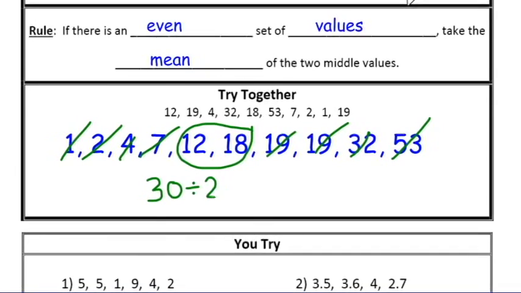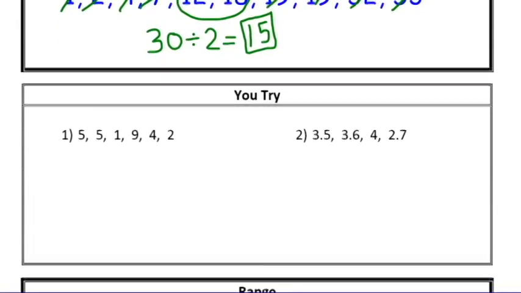So if there's an even set, and again, when you're writing out your numbers in numerical order, you should be counting how many values you start with and how many values you end with. So each time you should know whether or not you are going to end up having to take the mean or not. On your own, try 1 and 2. Pause the video, come back when you have some answers for us. Remember, show all your work. Show the numbers in order. If you have to take the mean, show how you got that mean.